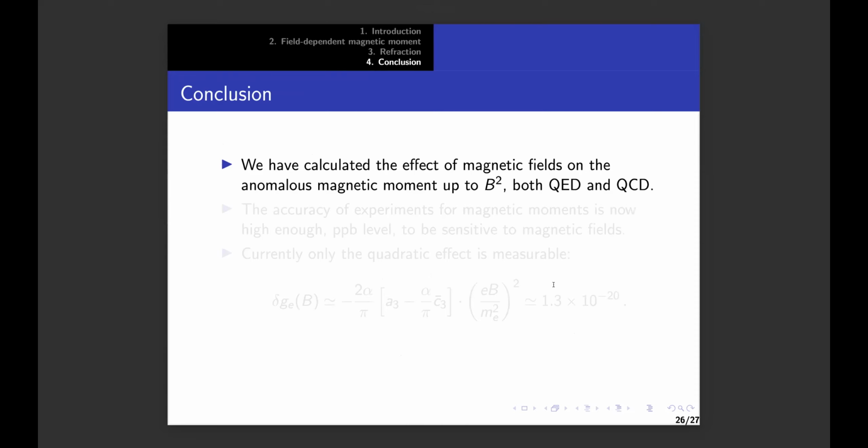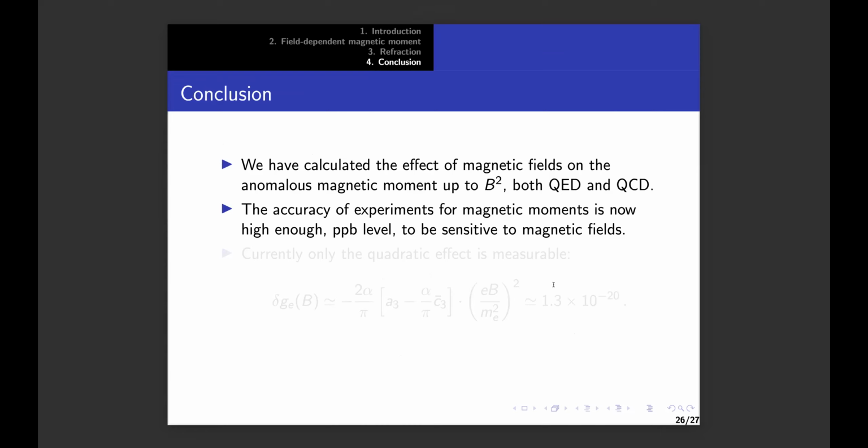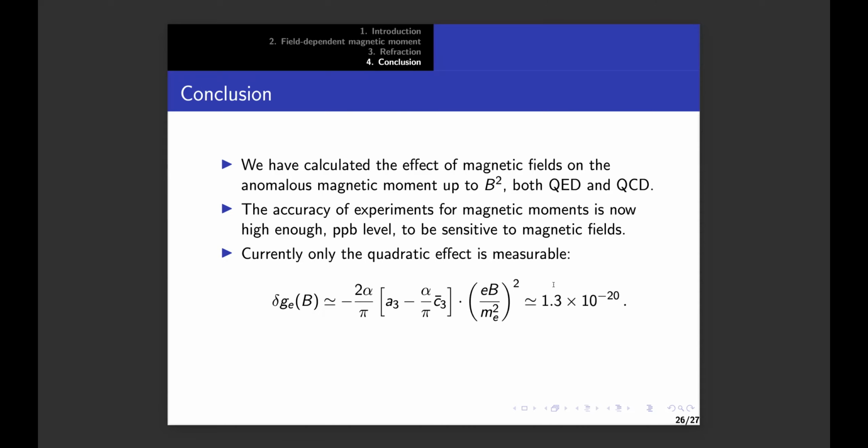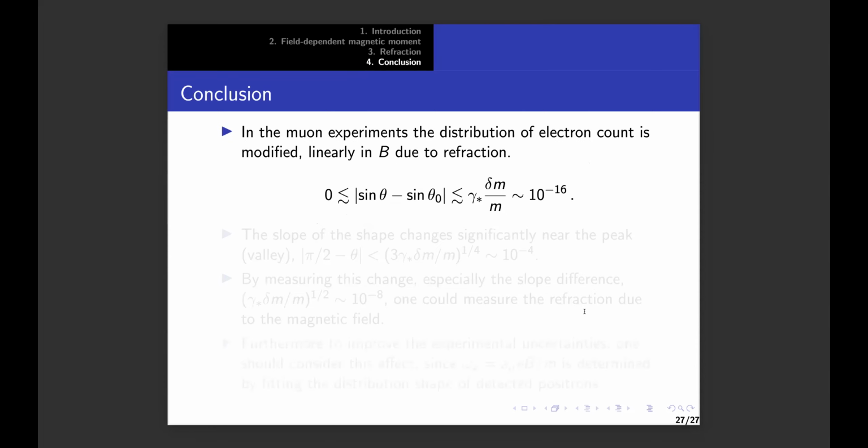So we have calculated the effect of magnetic fields on the anomalous magnetic moment up to quadratic order in the B field, for both QED and QCD. QCD is this new result. The accuracy of experiments for the magnetic moment is now high enough. In the case of the electron, it's parts per billion. In the case of the muon, parts per million. So it might be sensitive to the magnetic field. However, the direct measurement of this effect is at quadratic order, which is 10 to the minus 20, very small. However, in the muon experiment, the electron count distribution is modified linearly in B, 10 to the minus 16, very small.